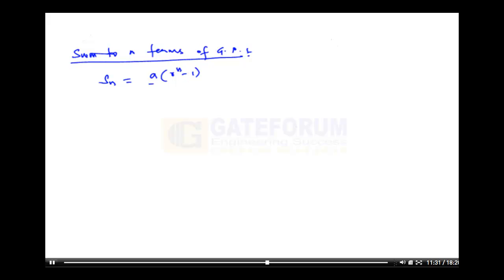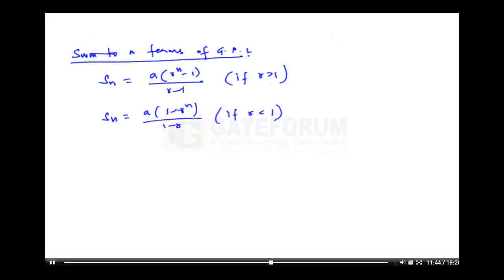Next, we'll see the sum to n terms of a GP, represented by Sn. Sn is equal to a into (r power n minus 1) by (r minus 1). If r is greater than 1, use this formula. Sn is equal to a into (1 minus r power n) by (1 minus r). If r is less than 1, use this formula, where a is the first term, n is the number of terms, r is the common ratio.